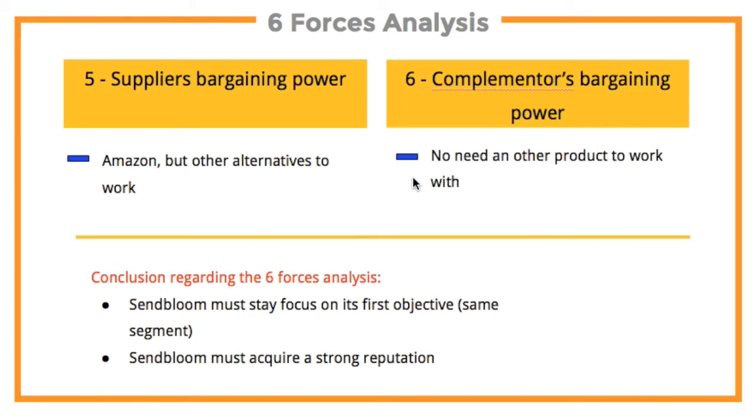So in conclusion, regarding the six-force analysis, Sendbloom must stay focused on its first objective, which is between the mass emails and the custom email, in order to stay focused on the segment. And it also must acquire a strong reputation to lower the threat of new entrants.